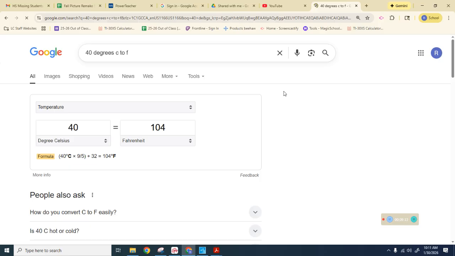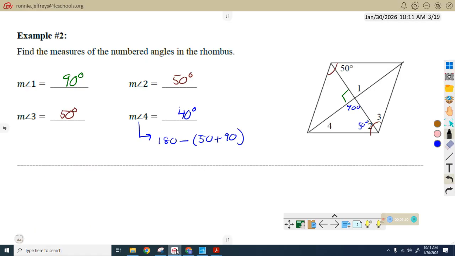Hey, can we quit playing bumper cars with my erasers over there? Appreciate it. Appreciate it. All right. That was pretty good, Matt.